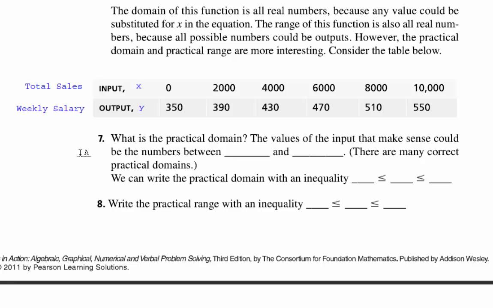So the practical domain, the values of the input that make sense, a lot of times I like to take right from the table. And it looks like the input goes from 0 to 10,000, so I'm going to use that. And we can write the practical domain with inequality symbols, right? Here we're going to say that x, or the total sales, is going to fall somewhere between 0 and 10,000. And it looks like her weekly salary, or y, is going to fall between $350 and $550.